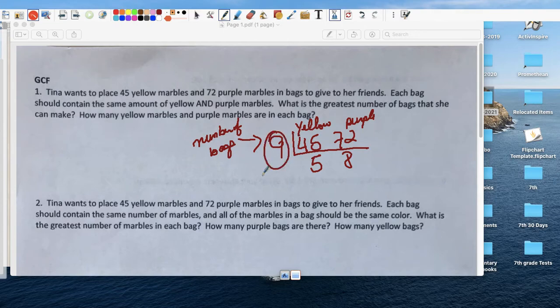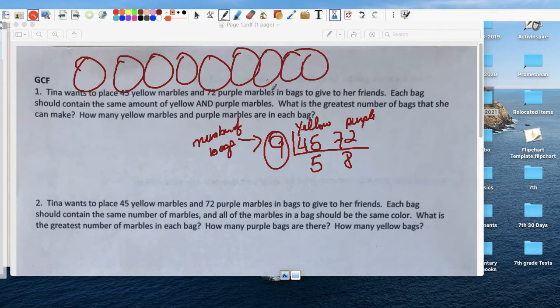The GCF is 9, right? So we can make 9 bags. 1, 2, 3, 4, 5, 6, 7, 8, 9. So what's the greatest number of bags? 9 bags. How many yellow? 5 yellow, 8 purple in each bag.